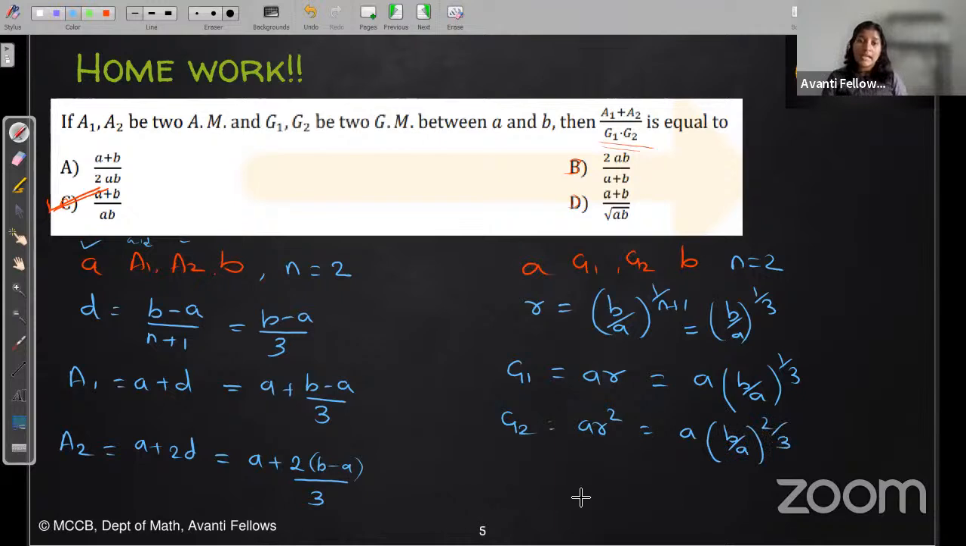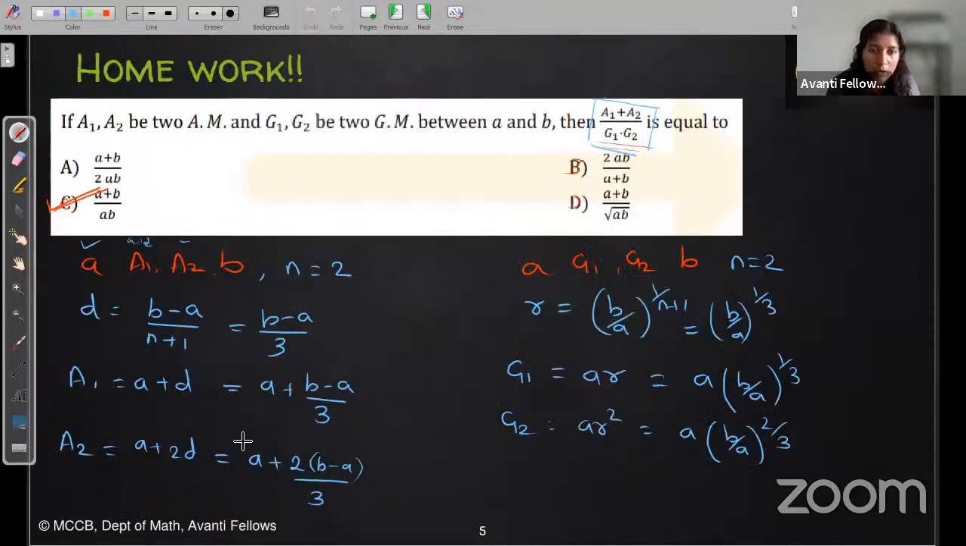Okay. Now what do we want? We want the value of (A1 plus A2) divided by (G1 into G2), right? Correct? We want (A1 plus A2) divided by (G1 into G2). So observe here, what is A1? This is the value of A1.